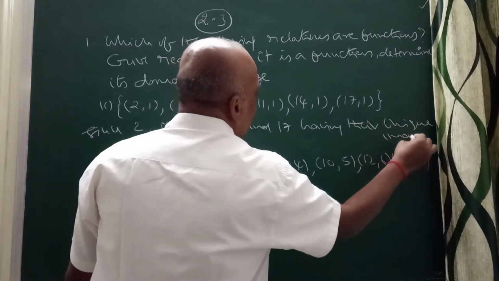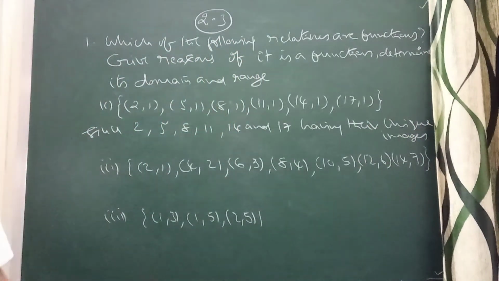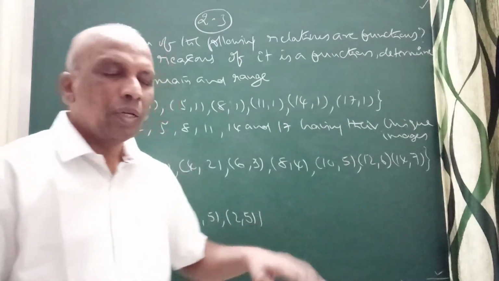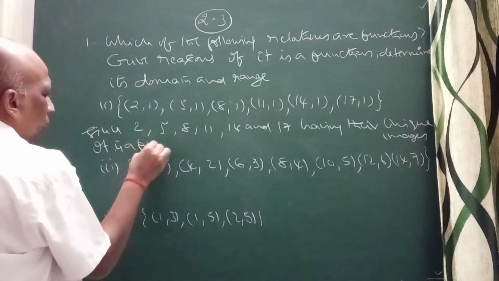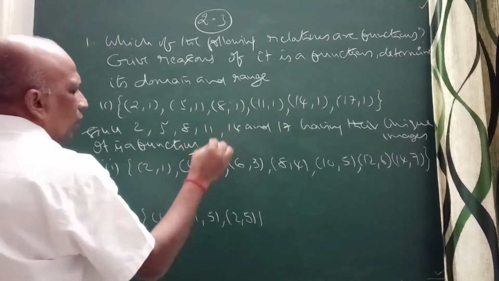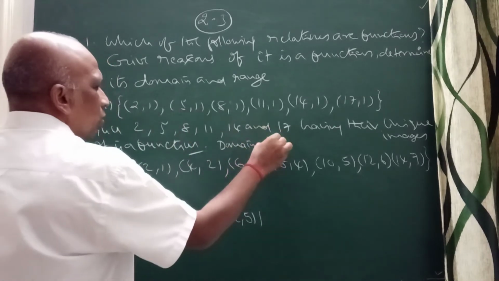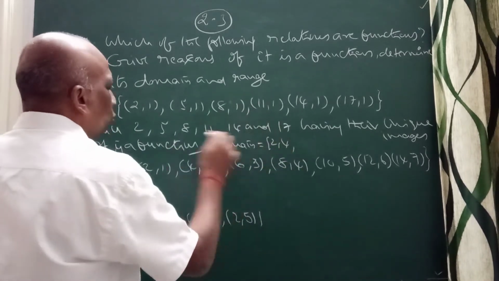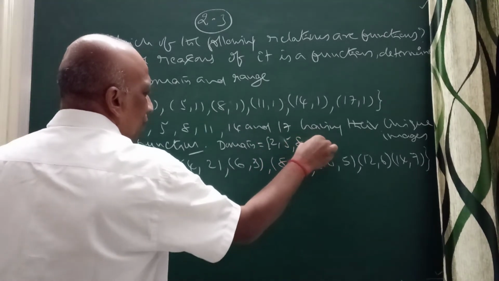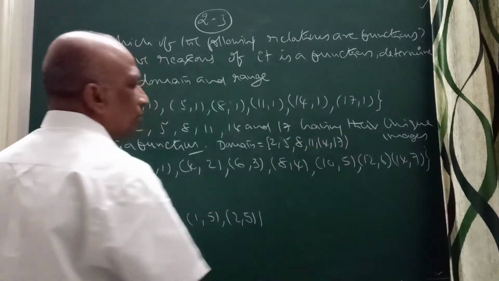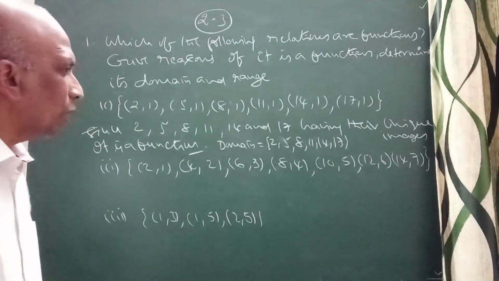Having their unique images, correct. So I can write, yes, it is a function. What is the domain here? I can write domain is equal to the elements 2, 5, 8, 11, 14 and 17, all the first elements of the ordered pairs. What about the range of this?